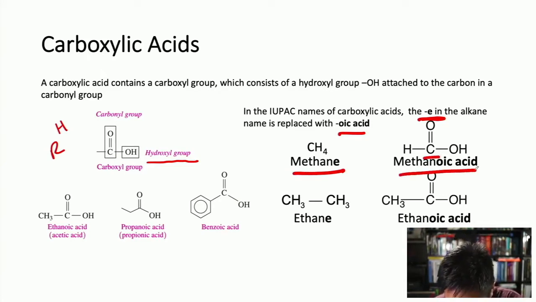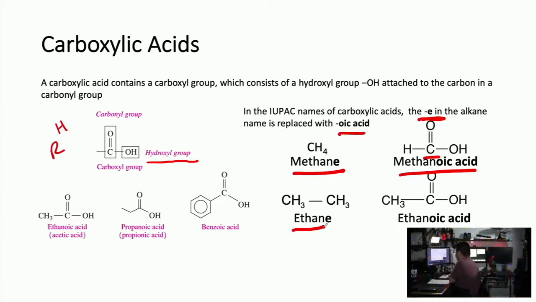Or for ethane, which has two carbons in it, here in the carboxylic acid version, the two carbons are the methyl group, and the carbon that's the carbonyl carbon, that's ethanoic acid. Very simple, right? A couple extra examples here. We already know ethanoic acid. Another common name for ethanoic acid is acetic acid. That's vinegar, of course. We have propanoic acid here, a 3 carbon carboxylic acid.